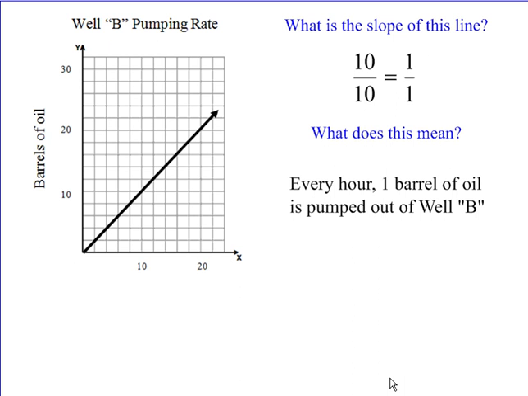Now, if we do a comparison of well A to well B, we can see that well A produces more oil in an hour, so therefore that well is more productive. And if we had to make some decisions about what to do with wells, we're obviously going to keep the more productive well than the less productive well. Let's take a look at another situation.